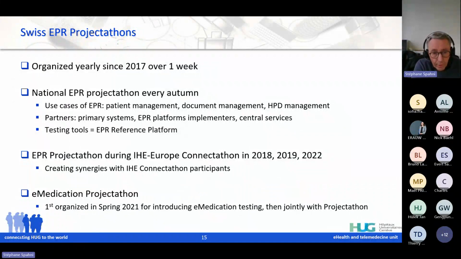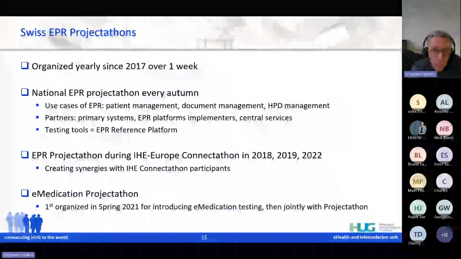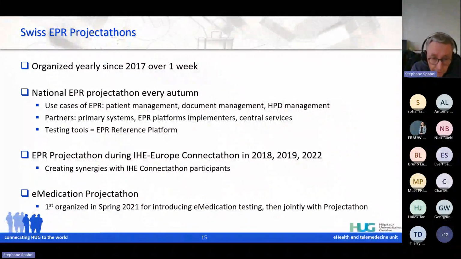We have also started in 21. We had an e-medication Projectathon in spring because we were just starting the e-medication testing. Now it's part of the national EPR Projectathon every year. So it's one aspect of the EPR Projectathon for the e-medication.